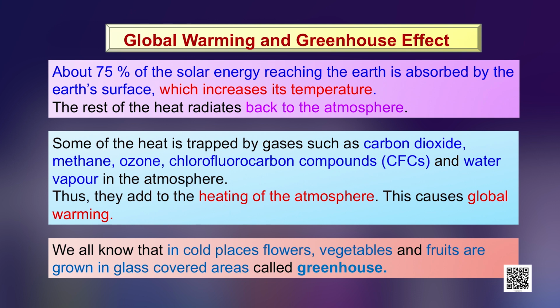We all know that in cold places, flowers, vegetables and fruits are grown in glass covered areas called greenhouses. Do you know that we also are living in a greenhouse? Of course, you are not surrounded by glass, but by a blanket of air called the atmosphere, which has kept the temperature on the earth constant for centuries, but now it is undergoing a change, though slowly.